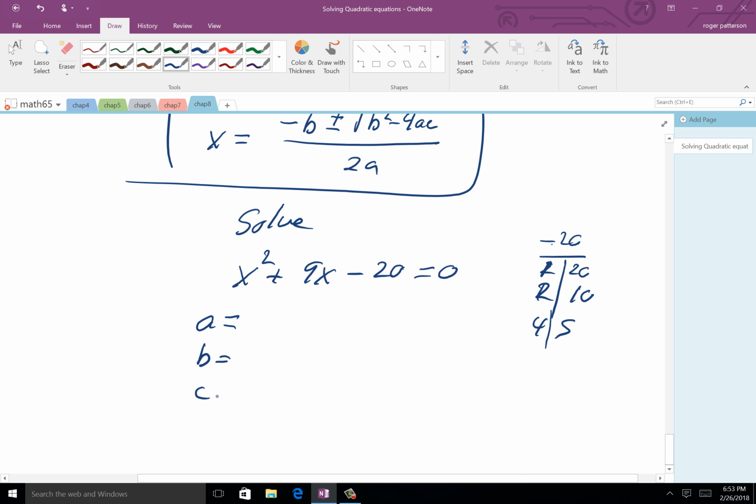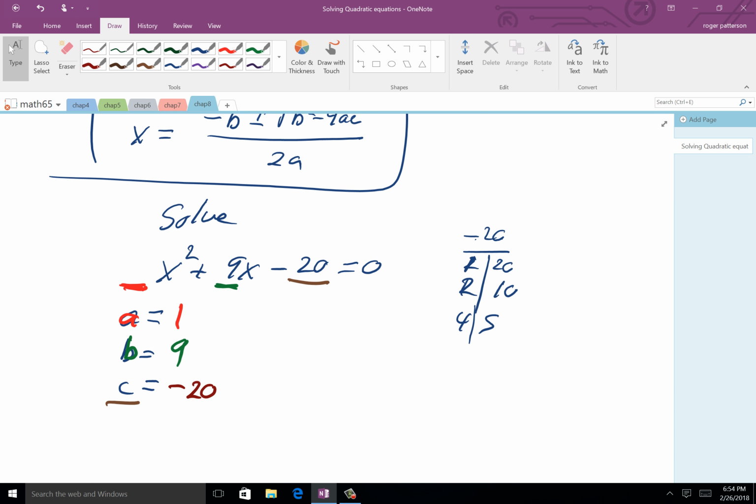So we just write this out. A is the number in front of the x squared term, B is the number that's there, and C is the number that's there. So for A, I have 1x squared, so I put a 1 there. B is 9, so I put a 9 there. And C is negative 20. All right, so now we're ready to use our formula.